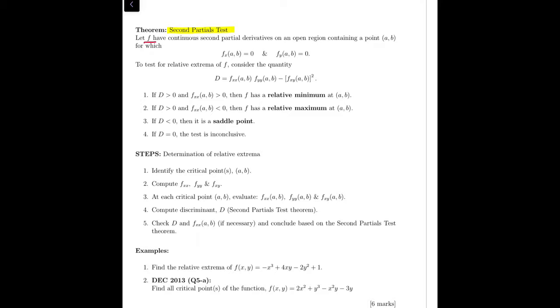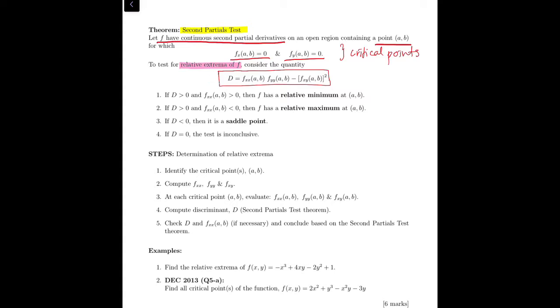So let f have continuous second partial derivatives on an open region containing a point (a, b), for which fx equal to 0 and fy equal to 0. For this one, these are critical points. To test for relative extrema of f, consider the quantity D equal to fxx times fyy minus fxy squared. This D we call the discriminant.